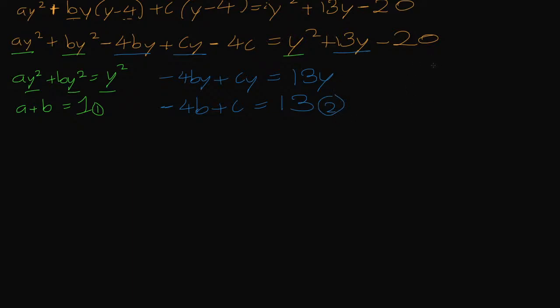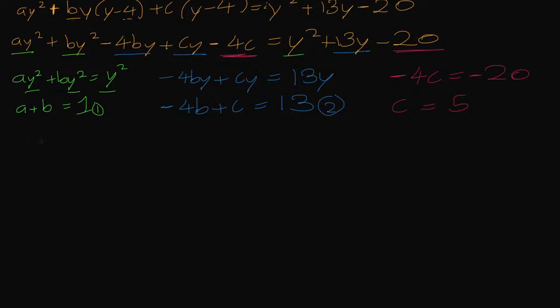So now we have the ones independent of y. The terms independent of y, we'd have minus 20 and minus 4c. So minus 4c is equal to minus 20. c is equal to 5. And now we can work backwards from there.